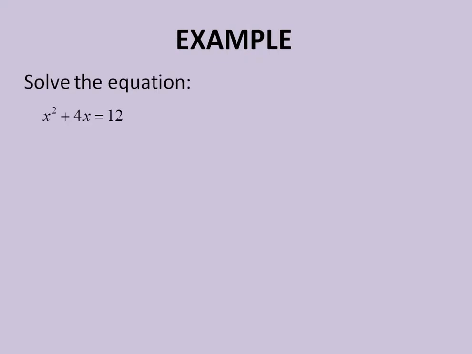Say we've got the equation x squared plus 4x equals 12. Now you can see that this is a quadratic equation, first off because we have the x squared there, and that's usually a dead giveaway that we have a quadratic equation. Now, this one is not equal to 0, and that's the first thing that we want to do. We want to get everything on one side of the equation.